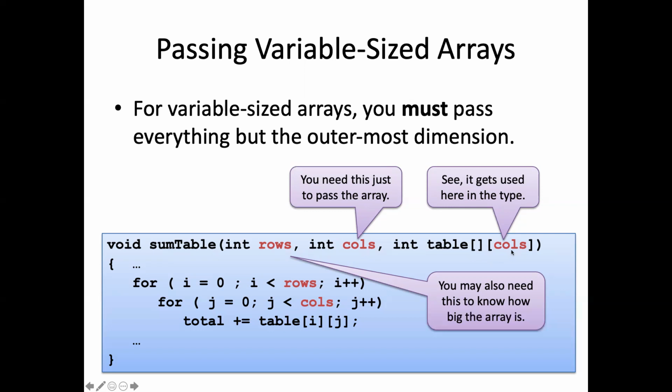So you could call this function multiple times with tables of different sizes, different widths, different heights. And as long as you told it how many rows and columns it has, and you didn't lie about that, then it would work just fine. So here's how you can pass a variable sized two-dimensional array to a function.